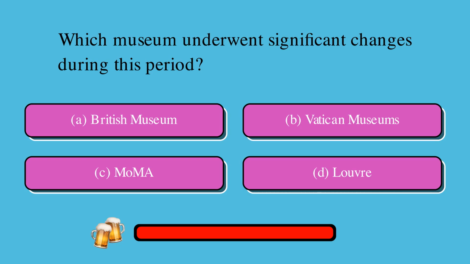Which museum underwent significant changes during this period? Is it A. British Museum, B. Vatican Museum, C. MoMA, or D. Louvre? The correct answer is D. Louvre.